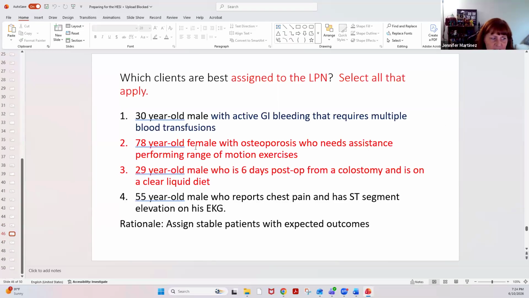Absolutely. Right. A 78-year-old female with osteoporosis who needs assistance with range of motion, very stable. Your 29-year-old who's 6 days post-op, he's on a clear liquid diet, stable, doesn't say that there's any issues there. Your 30-year-old with an active GI bleed that requires blood transfusions is going to need to be done by the RN. And that 55-year-old male who has chest pain and ST segment elevation on his EKG is going to need the RN. Good job.